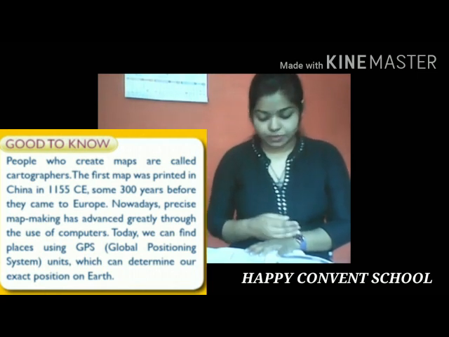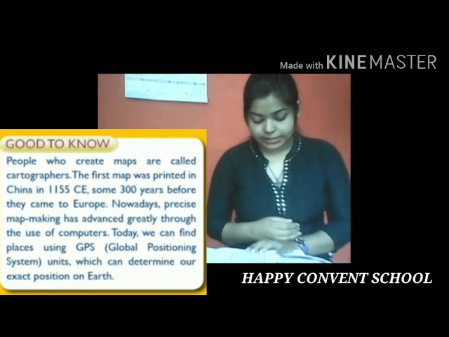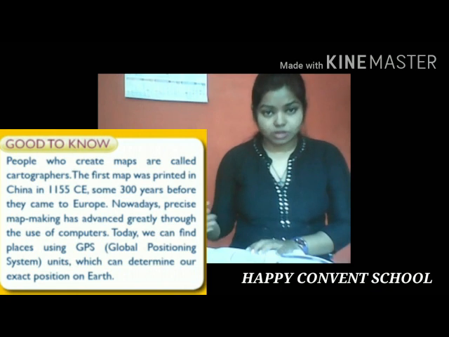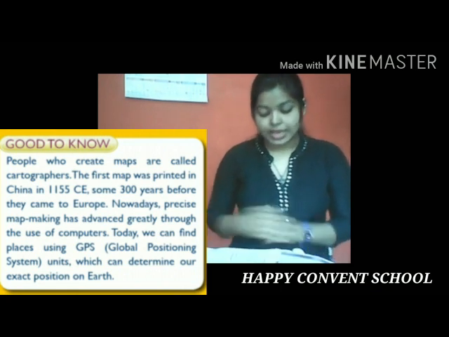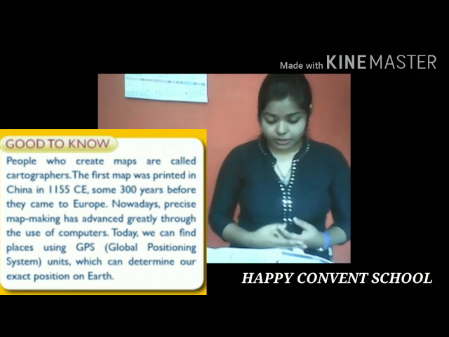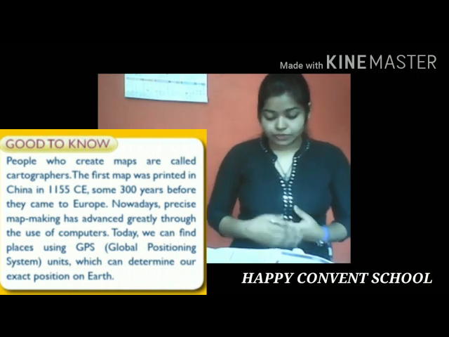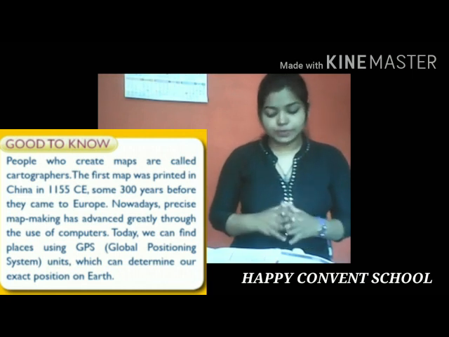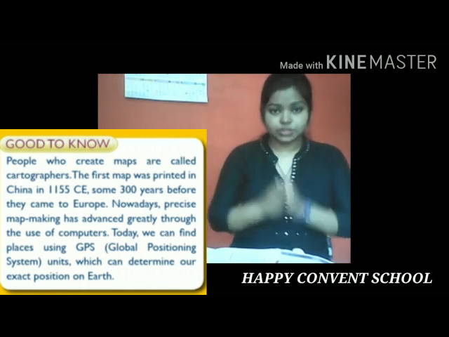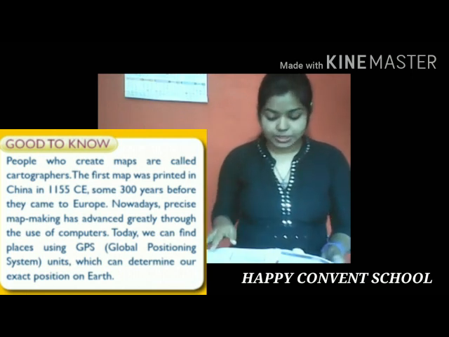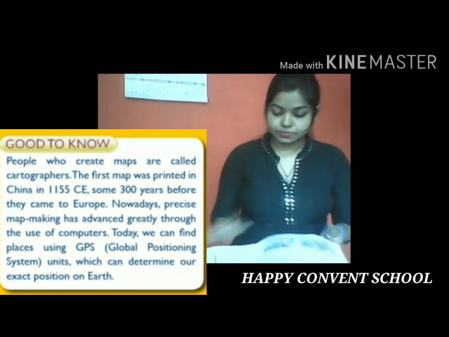The first map was printed in China in 1155 CE, which is some 300 years before maps came to Europe. Nowadays we are getting precise map making with the help of computers and more technologies. We can also find places using GPS, the full form of which is Global Positioning System. It can help us to determine our exact position on the planet. So this is the new technology which has been helping us.